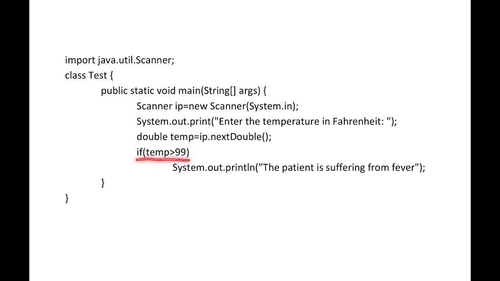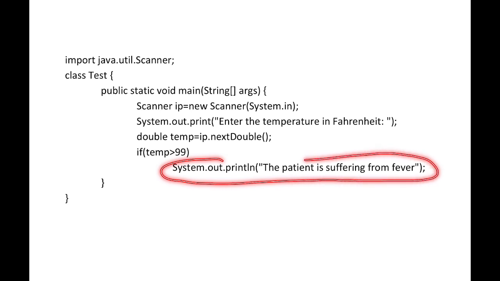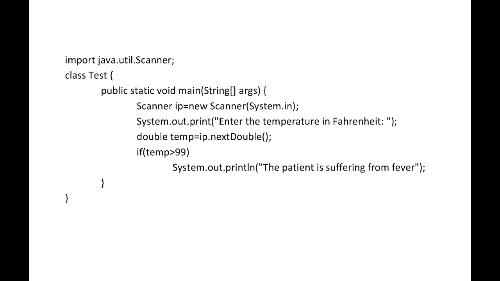Now if temp greater than 99, print the patient is suffering from fever. Now if the value of temp is greater than 99, that means when this temp greater than 99 results true, this statement is going to be displayed: the patient is suffering from fever on the screen. And if this temp greater than 99 results false, this statement System.out.println the patient is suffering from fever is not going to be executed.